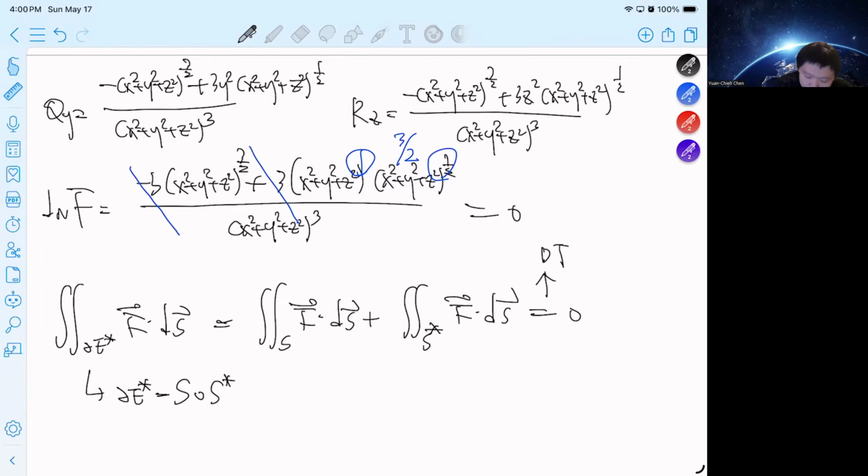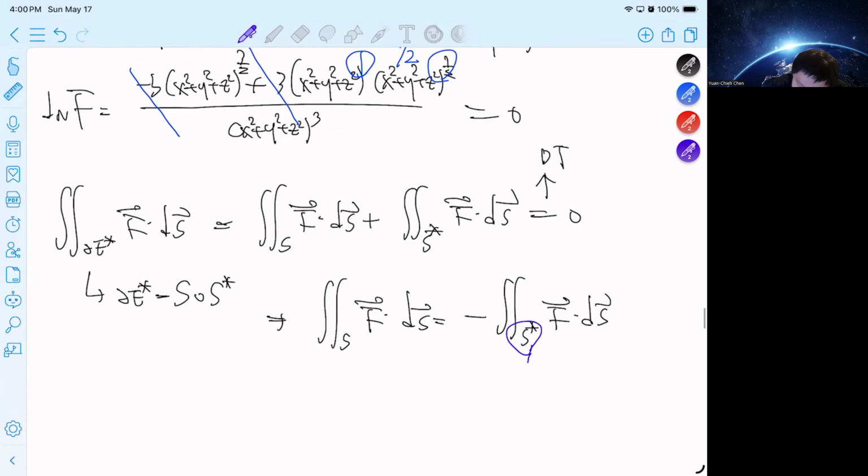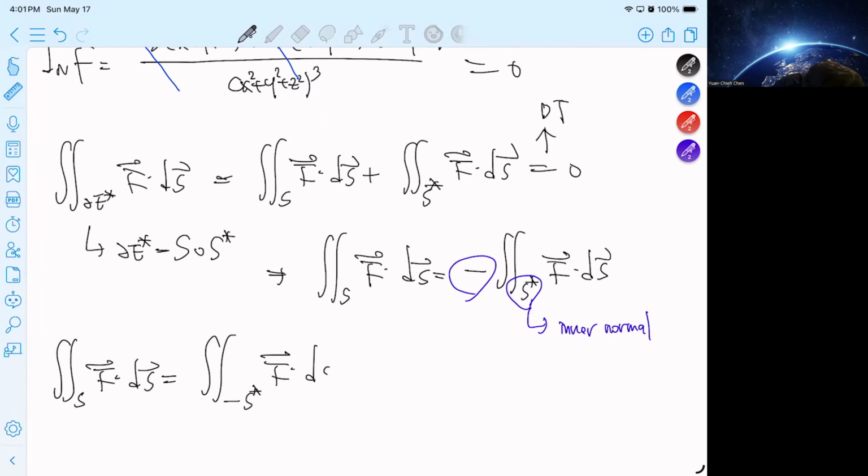So now the desired one will be this guy: the integral over S of F dS will become negative the integral over S star of F dS. Yay, we're really close. But again, this S star has the inner normal. So if we put a negative 1, the negative inner normal will just be the outer normal. So this is good. Finally, the integral over S of F dS will be negative the integral over S star of F dS, and this will just be the usual outer normal.